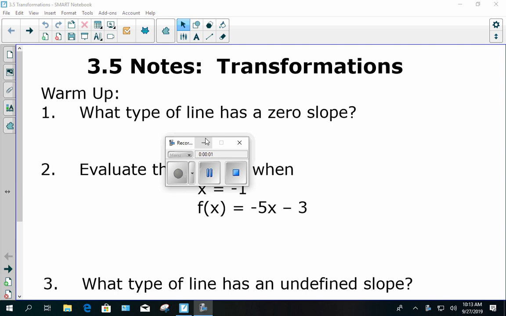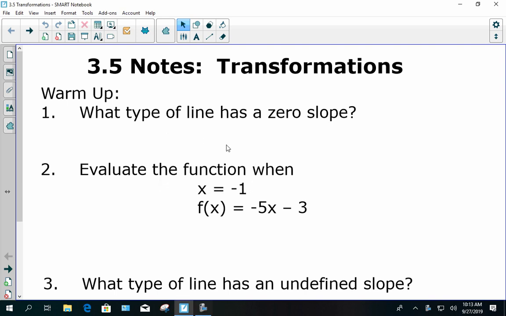Okay, this is 3.5 transformations. This is a little confusing, so you're going to want to go and watch this over the weekend. Unless this is next year and we're not doing it before the weekend, you're still going to want to go and watch it, because it's very simple concepts, but it's just putting a lot of stuff together. So the more you see it, the better you're going to get it.